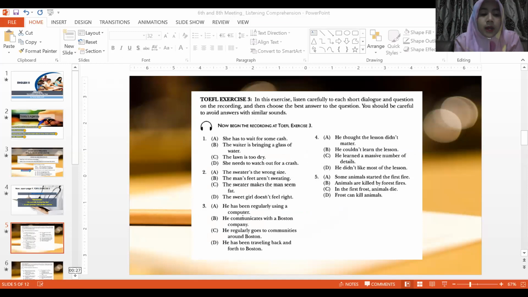Okay, kita coba dengarkan lagi number 1. First, I need to water the grass. Number 1. Okay. How long until you'll be ready to leave? First, I need to water the grass. What does the woman mean?